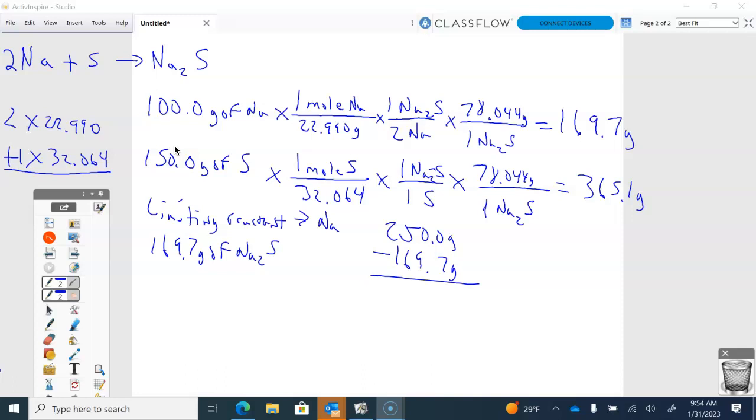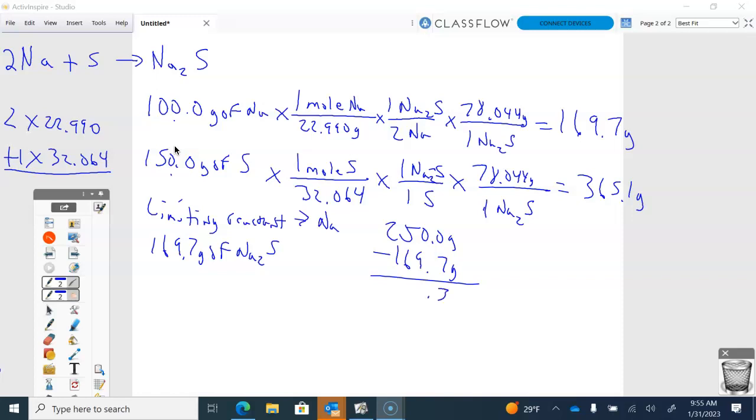So you're taking how much I started with, which is 100 plus another 150 grams. So I started with 250 grams of stuff, and I made 169.7 grams of sodium sulfide. So what's left over has to be the sulfur that's just sitting there doing nothing, waiting for more sodium to make a reaction. All right, so now I'm going to do a little subtraction.